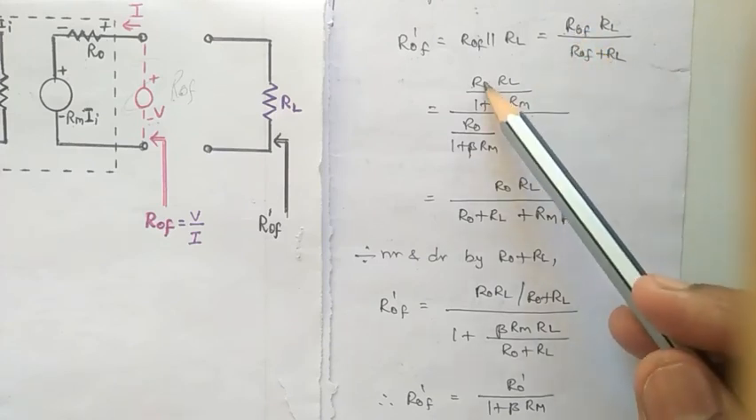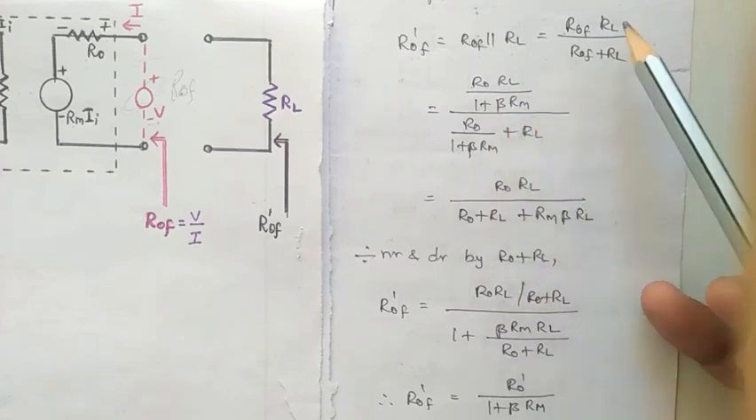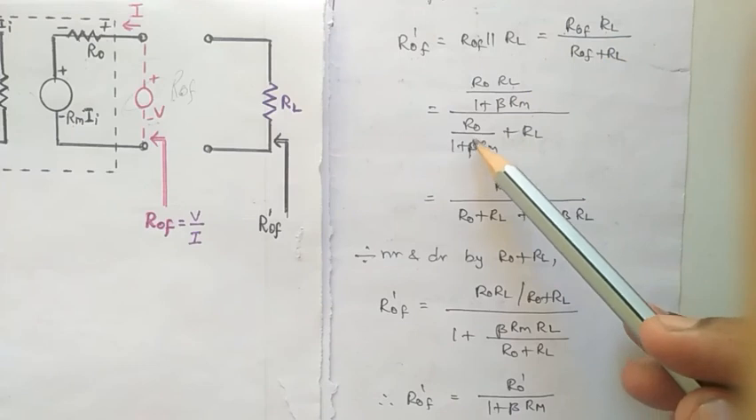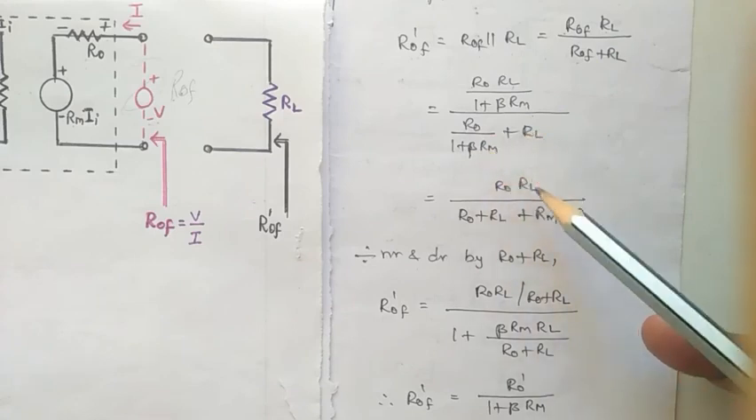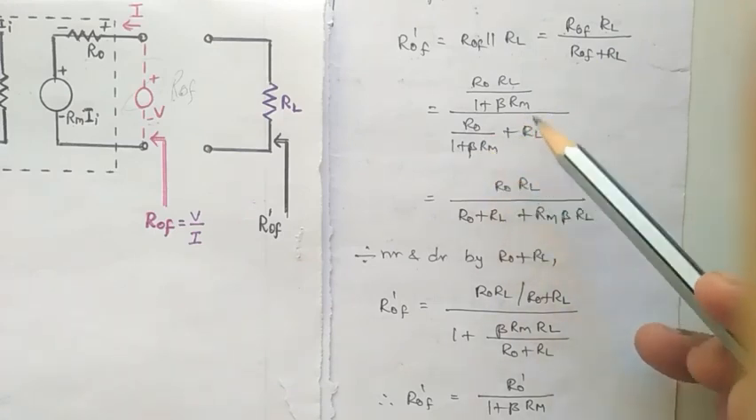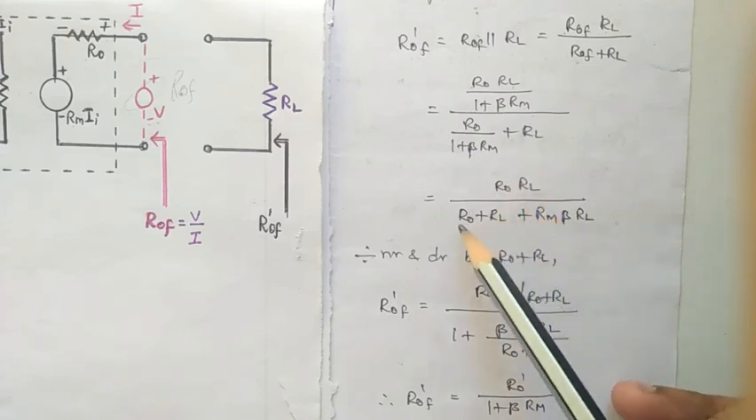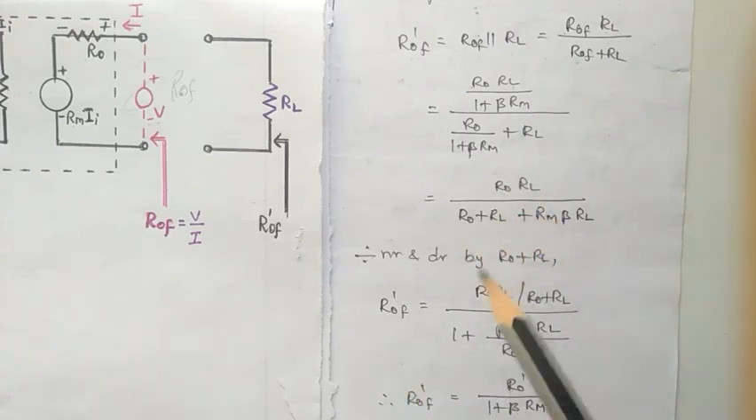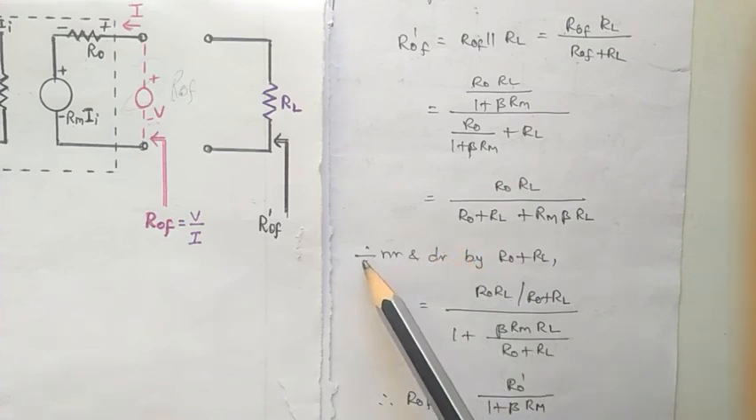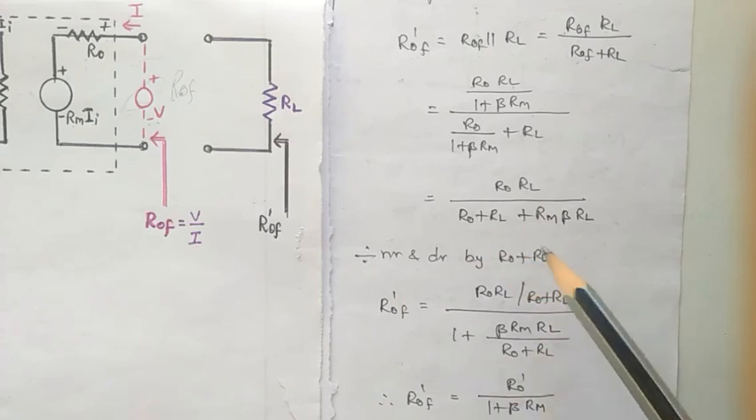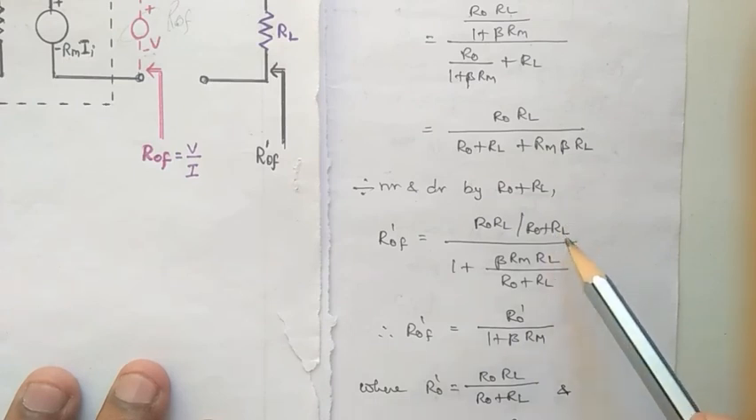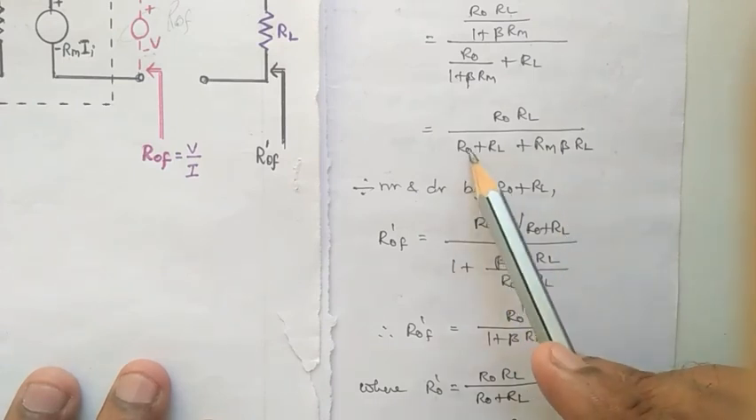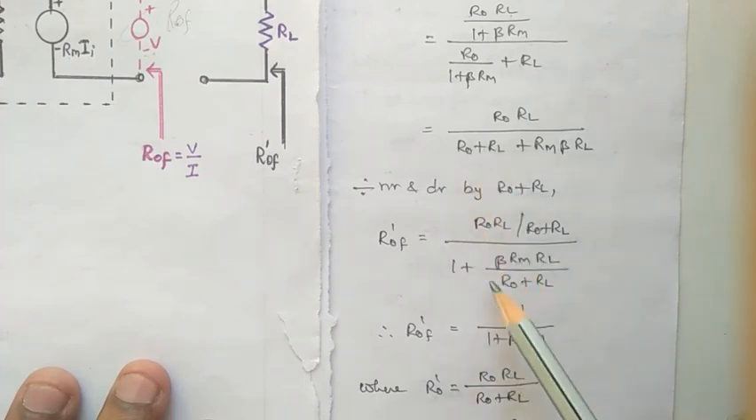ROF we have already found as R naught by 1 plus beta Rm. RL is already available here. Similarly, in the denominator also I substitute ROF as R0 by 1 plus beta Rm. Taking the LCM and cancelling, finally I get R0 RL by R0 plus RL plus Rm beta RL. Now, for simplification, I divide the numerator as well as the denominator by R naught plus RL. In the numerator I get R naught RL by R naught plus RL, and in the denominator I get 1 plus beta Rm RL by R naught plus RL.